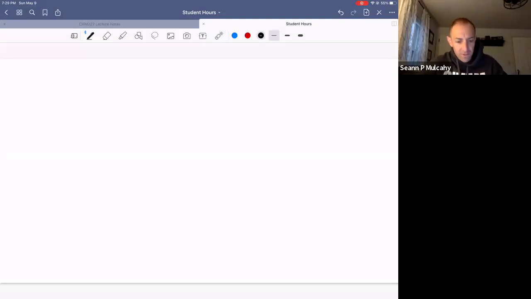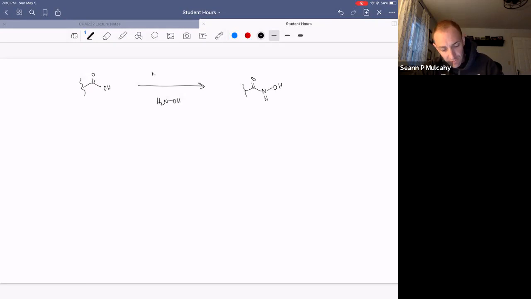So what is the transformation here? The transformation is squiggly line. All I have is a carboxylic acid converting into an amide. The particular amide that I'm using is hydroxylamine. And we're using this carbodiimide called EDCI.